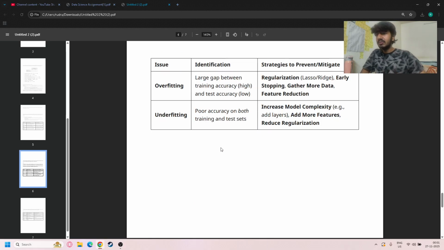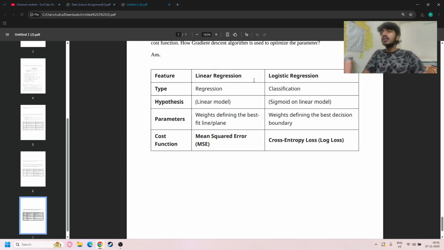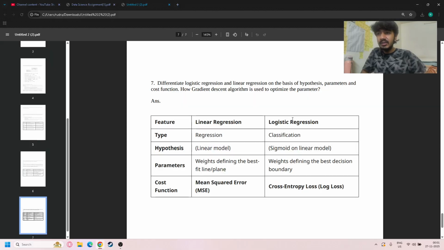Now heading to question number 7. Define logistic regression and linear regression on the basis of hypothesis, parameters, and cost function, and how the gradient algorithm is used to optimize the parameters. So linear regression and logistic regression. Linear regression is a type of regression. On the other hand, logistic regression is a type of classification.